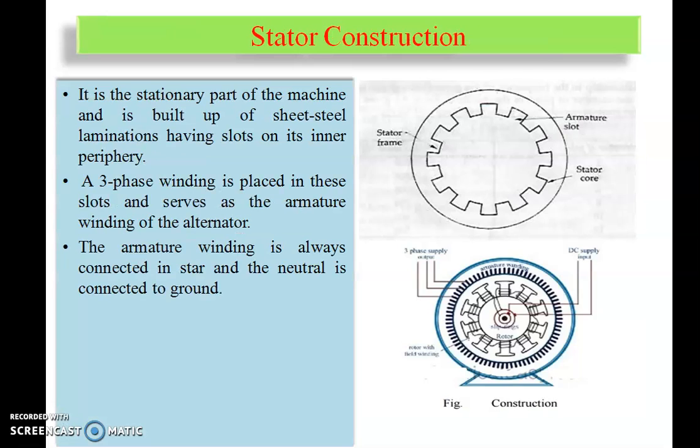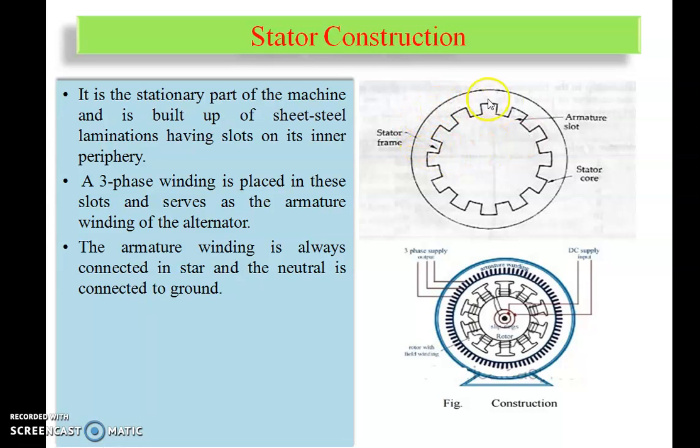Now we will first see the stator construction. It is the stationary part of the machine and it is built up of sheet steel laminations having slots on the inner periphery. That means, as we have seen in the previous lectures, the stator is used to house the stator winding that we call armature winding. So for housing the armature winding, we provide the different armature slots. As shown in this figure, I have defined the different stator slots, we call them armature slots, in which the armature winding is to be housed.